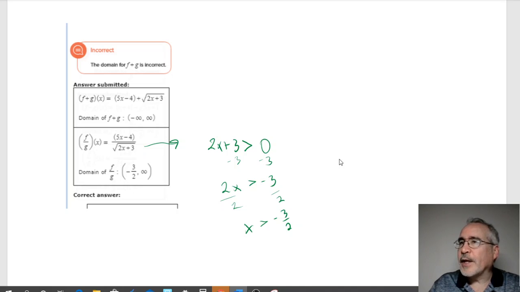Up here, we have the same sort of issue, but it's 2x plus 3 can be greater than or equal to 0 because it's not in the denominator of a fraction. It can be equal to 0. So we go through the whole same process. We get x greater than or equal to negative 3/2. So really it's the same answer, except with this one, we get the bracket.